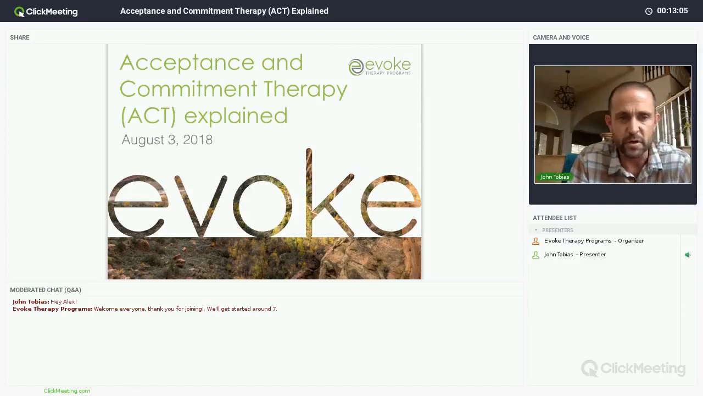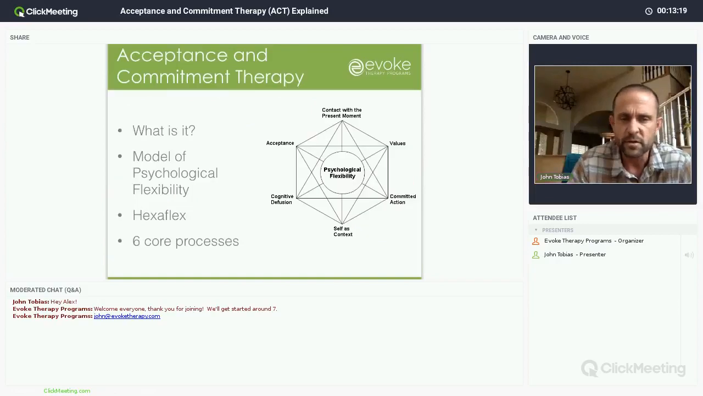So without further ado, I am going to jump right into the material, especially since there's so much to cover. So I'm going to talk about acceptance and commitment therapy, also known as ACT. Just talk a little bit about what it is. It's a model of what we call psychological flexibility, and I'll explain that in some detail.